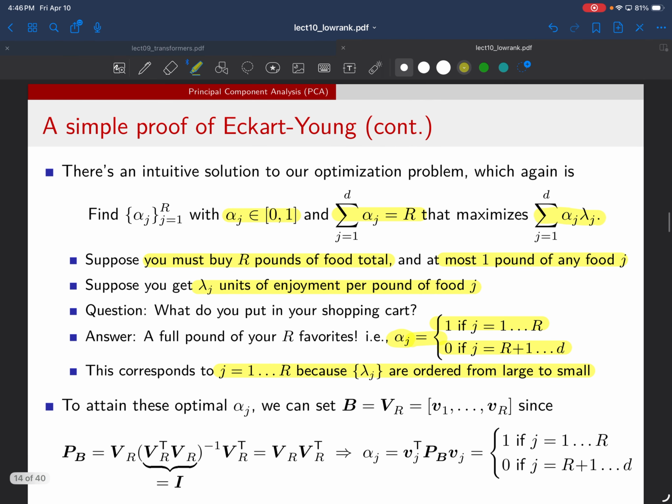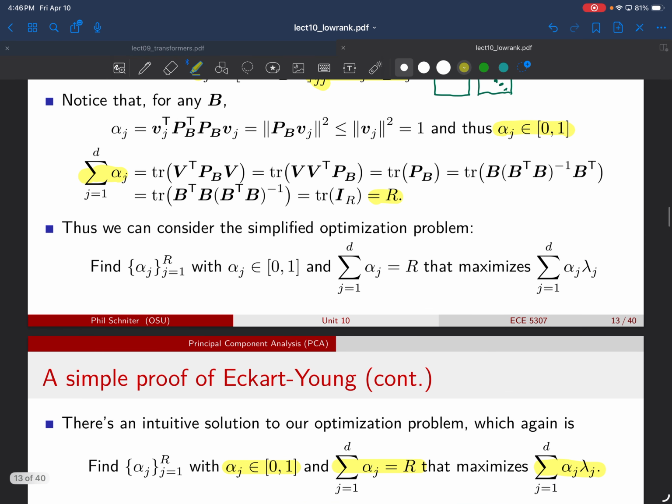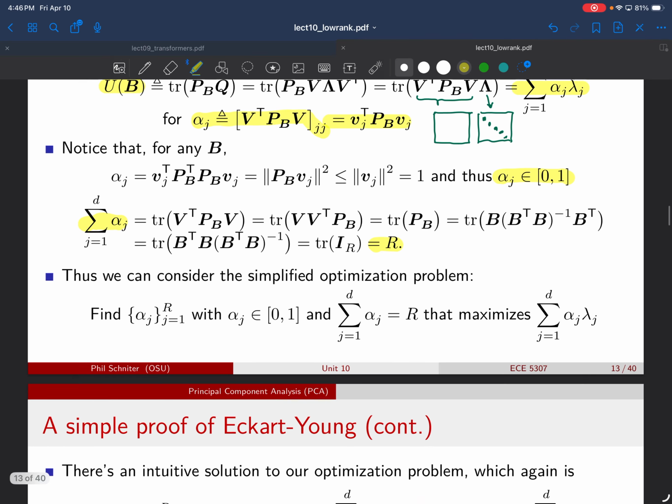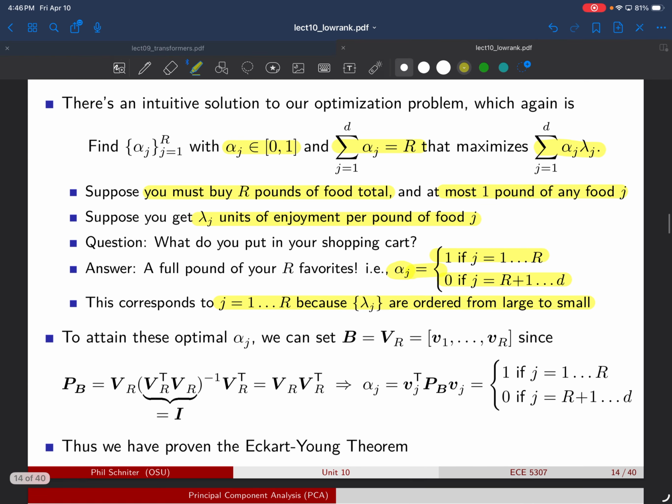Okay, so we've now solved this optimization problem. So now we just need to go backwards and figure out, okay, if those are my alpha j's, what are the vj's that correspond, or what's the matrix B that corresponds to that?